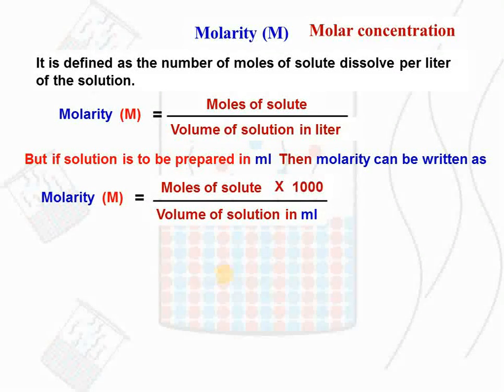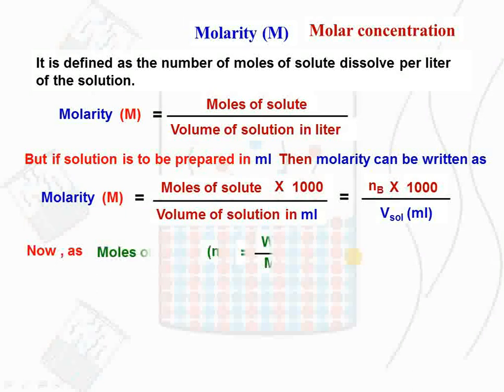So we have to multiply the moles of solute by 1000. Basically we are putting this 1000 below ml so that the answer will come in liter, but because the 1000 from below is going above, the formula becomes like this. So the number of moles of solute, represented by nB, multiplied by 1000, and the volume of solution represented by the symbol V sol in ml. Now as moles of solute have the formula nB is equal to WB upon MB.